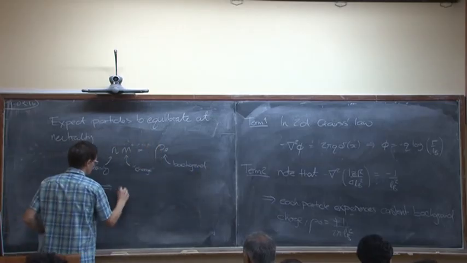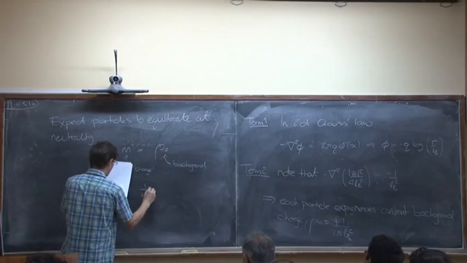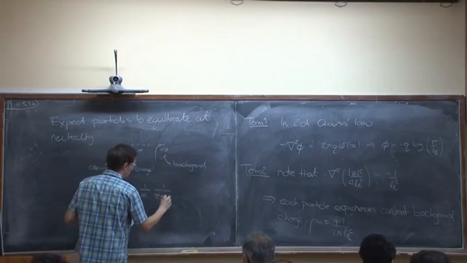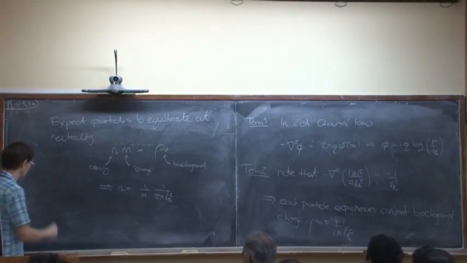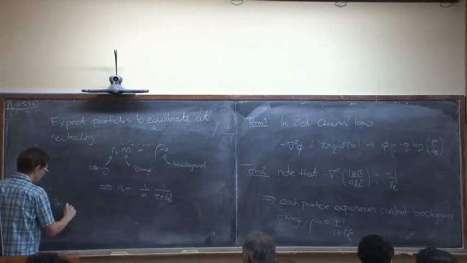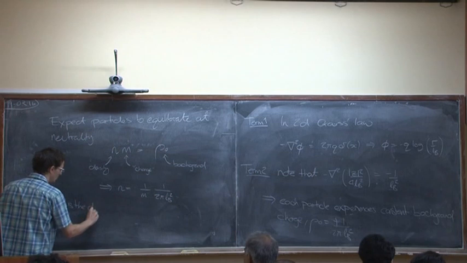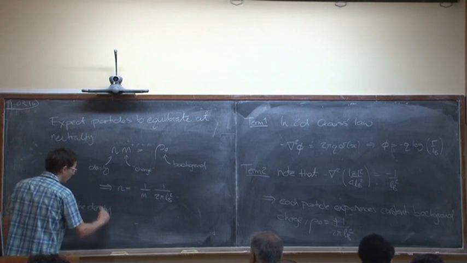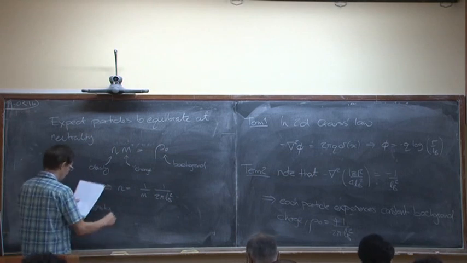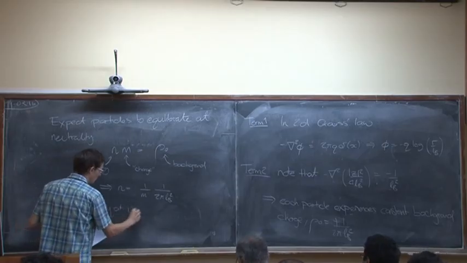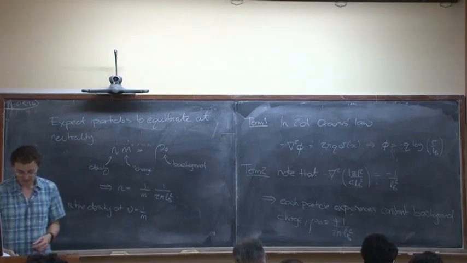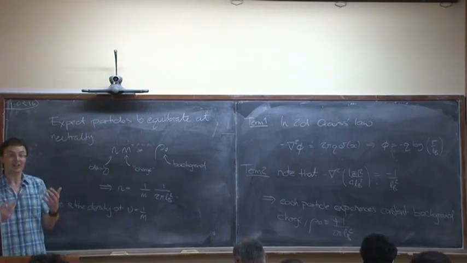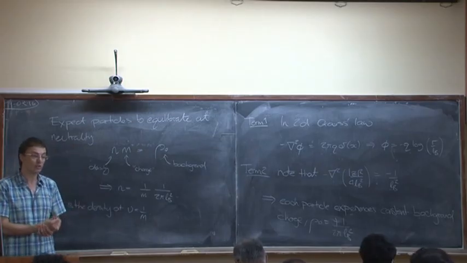Which tells us that n is equal to 1 over m and 1 over 2 pi delta squared. So this is exactly the density that we would need for the Laughlin state, meaning the density that we would need for filling fraction 1 over n. But without doing any calculations, it told us the answer to the original question.